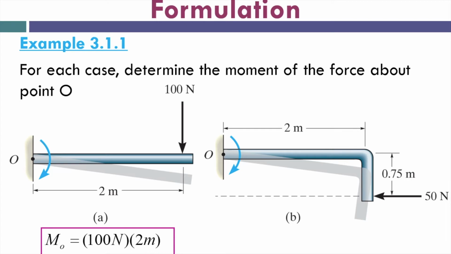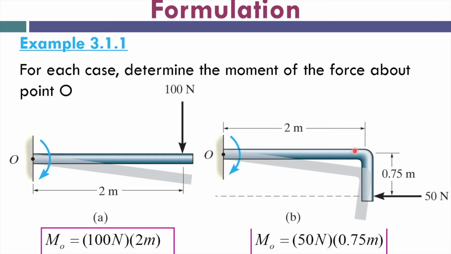Okay, CW is clockwise, CCW is counterclockwise. That's the difference. Okay, for here MO equals 50 Newton, this value is given, and then the distance is 0.75 meter. Why do we never take 2 meter? Because the force is being applied here. So when the force is being applied here, we just take the distance of this.